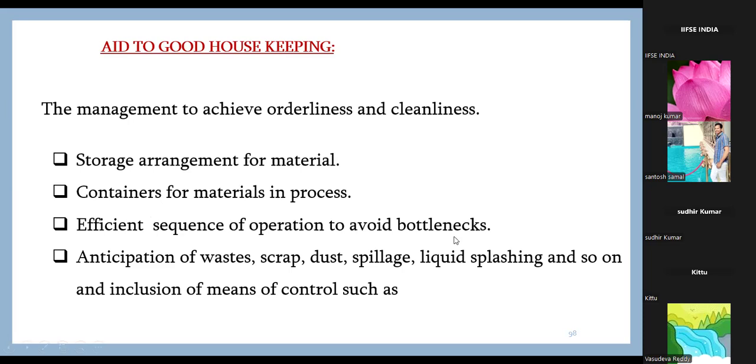Efficient sequence of the operations to avoid bottlenecks. This means, if you have sim ops, as we call it in the oil and gas industry, sim ops stands for simultaneous operations. Within a construction area, if you have sim ops, where different teams are acting, each one has to have an efficient sequence of operations so that the other team does not get a problem. This has to be well planned before you start the operations. Anticipating waste, scrap, dust, spillage, and liquid splashing is one of the methods.